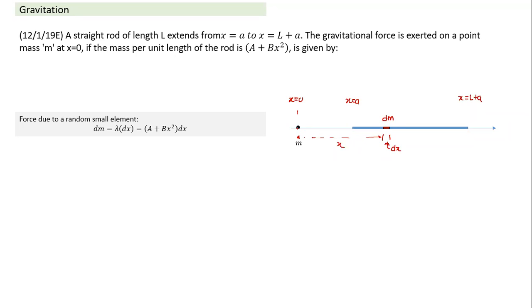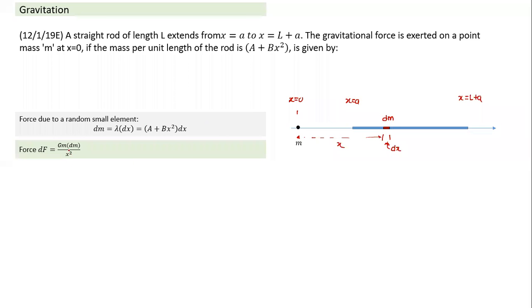So this mass and the point mass now become like two point masses, and I can use the gravitation law here. dm will be equal to lambda into dx, but lambda is also a function of x here, so we have to use lambda(x). Lambda(x) is equal to (a plus b x) squared, into dx. That becomes my dm, the mass of this small random piece.